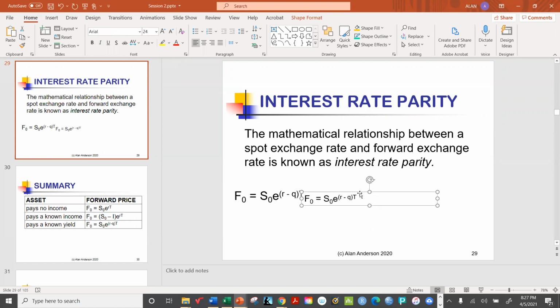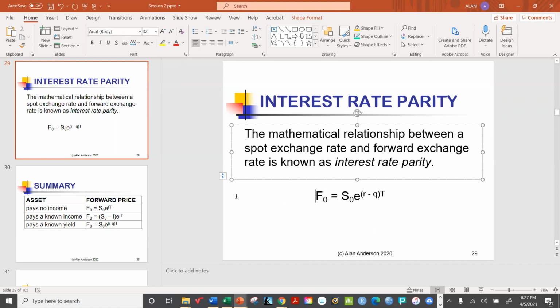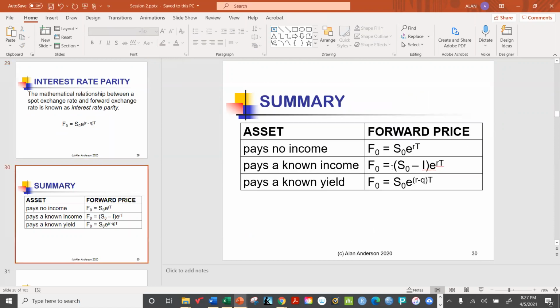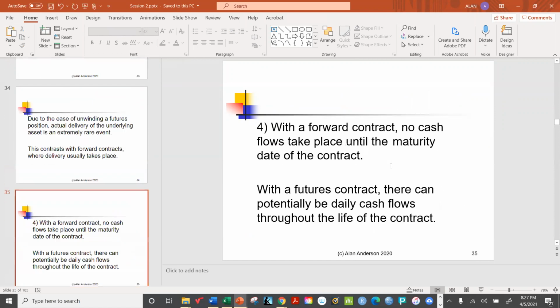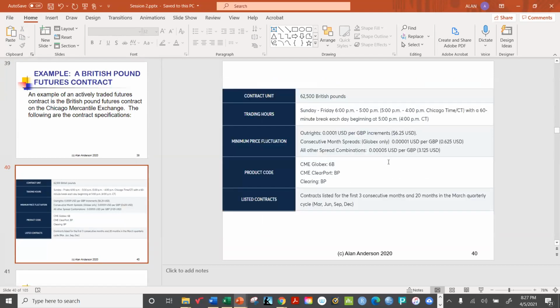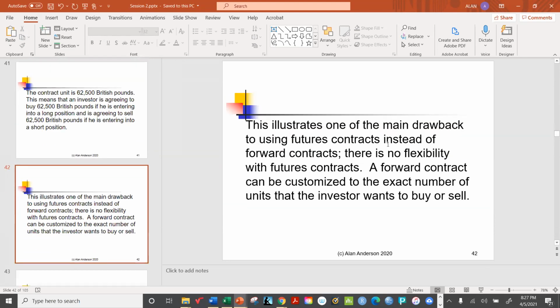Okay, yes, so there'll be a lot more calculations next week. We're going to be looking at how forward prices are determined. We're basically looking at a more detailed look at the differences between forward and futures contracts. We're actually going to see how this marking to market process works with actual examples.